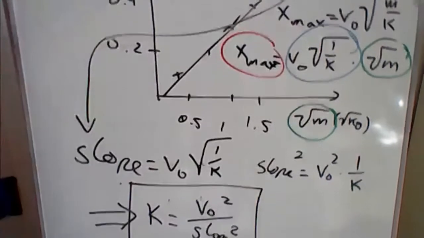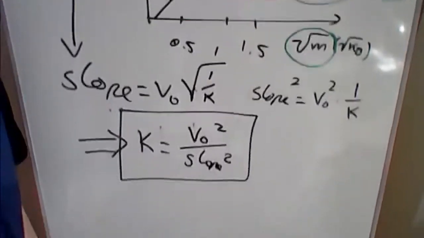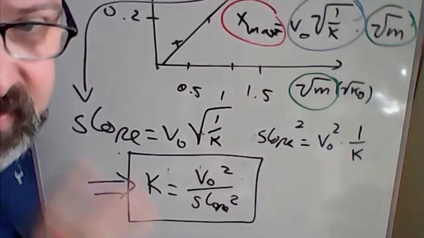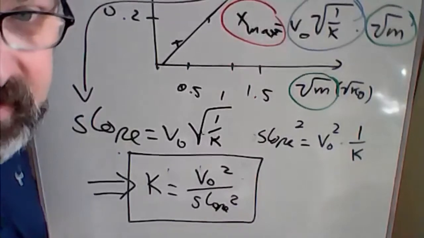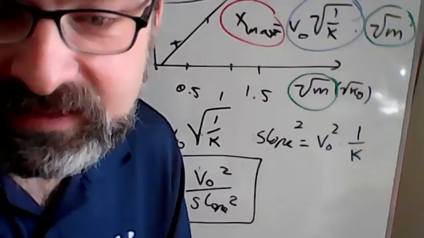And there we go. That should be the answer. And then we can plug in our values, our slope, and our initial velocity, which is 2, I think. And voila, there we go. So I'll stop recording.